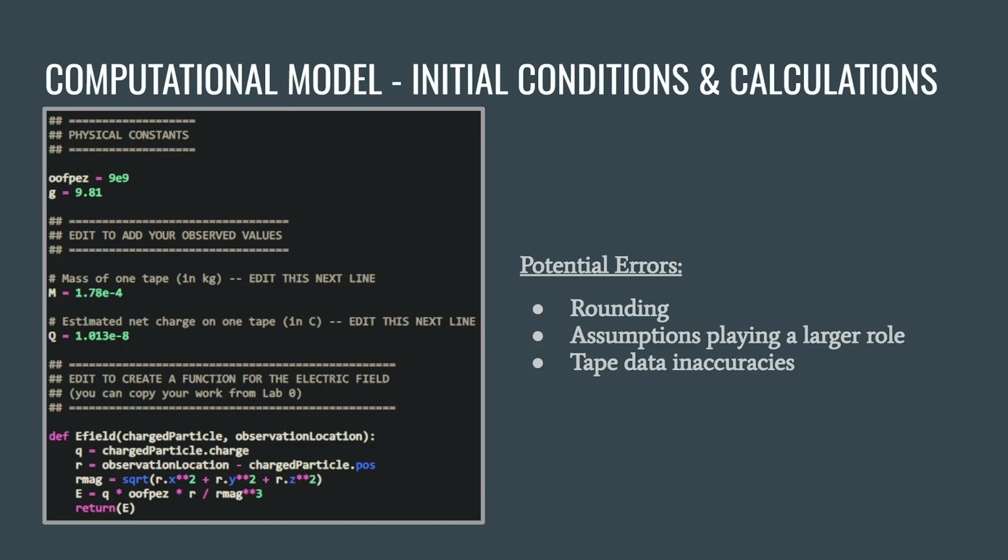Here you can see the initial conditions for the code that outlines the function and variables at which the electric field can be calculated. Potential errors for this are the rounding errors as we transfer data from one line to the next, and the assumptions such as negligible air resistance that may or may not play a role in our experiment. In this case, it would. If you would like to look into the code, you can pause here.